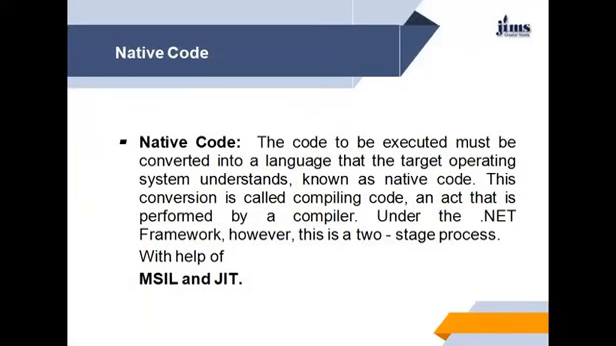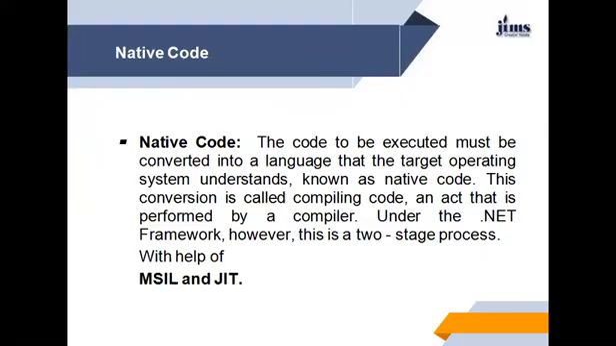Now, we will discuss two more topics like native code and MSIL. Native code: the code to be executed must be converted into a language that the target operating system understands, known as native code. This conversion is called compiling code, an act that is performed by a compiler. Under the .NET framework, however, this is a two-stage process with the help of MSIL and JIT.